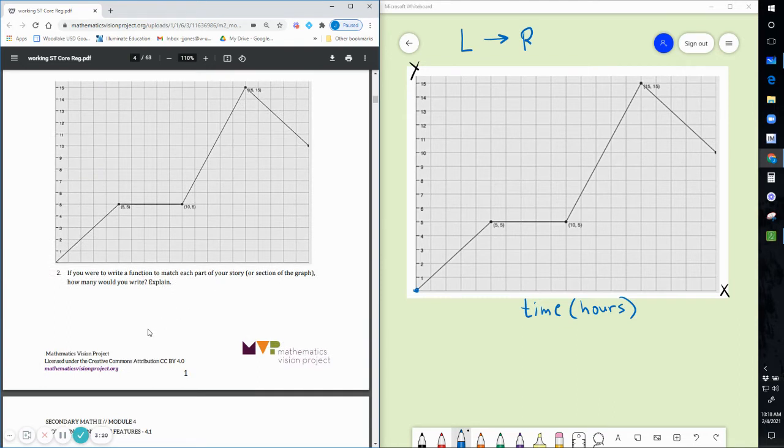Now, it says if you were to write a function to match each part of your story, how many would you write? Okay, so think about that. If you had to write an equation to match each different part of your story, where does something different always happen in your story, right? All right, so let's answer both of those questions.